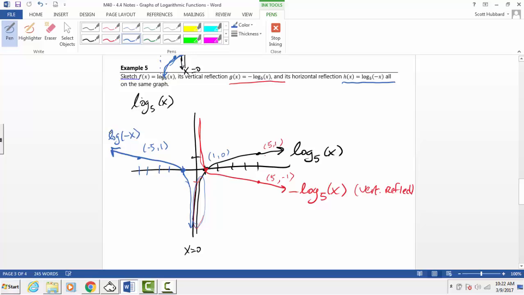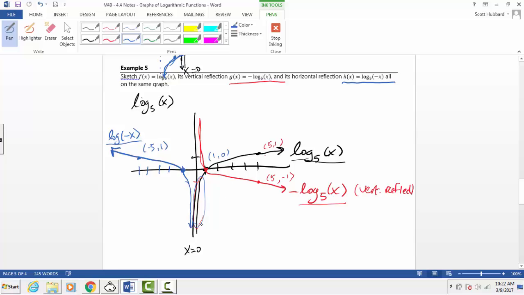Okay, so we have in black the original graph. We have the vertical reflection here. It basically just went up and down. It switched spots up to down. And the blue one is the horizontal reflection, which just means it moved left to right. So it's just a mirror image across the y-axis.